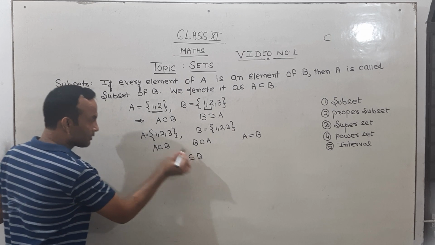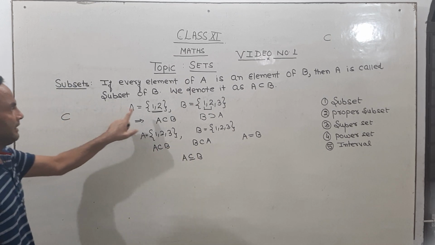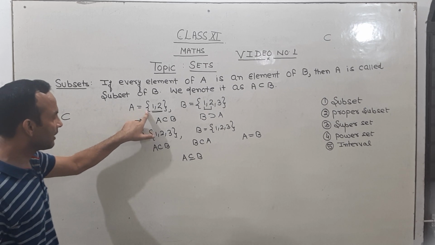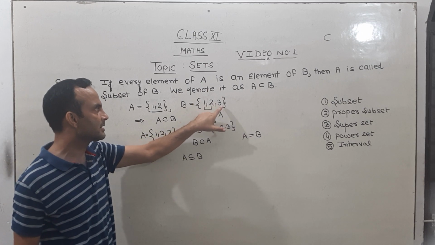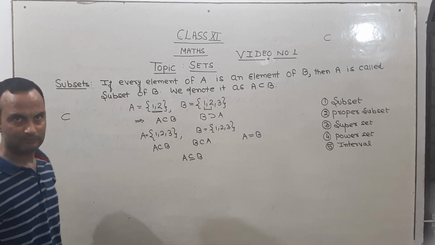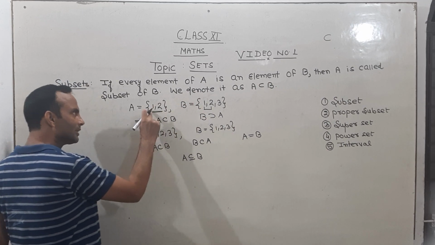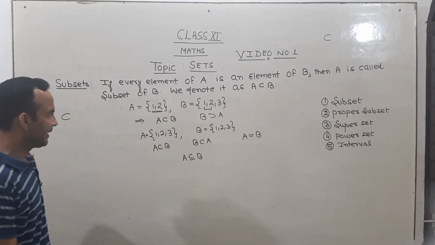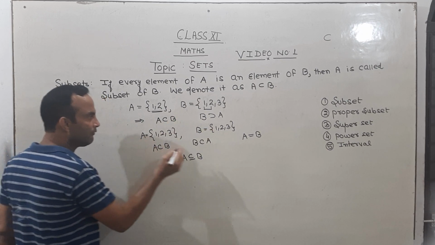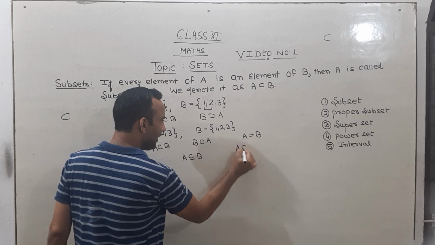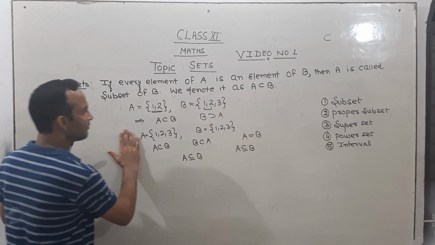The symbol of subset is this one. Here you can see set A contains elements 1, 2 and set B contains elements 1, 2, 3. So A is a subset of B, but B is not a subset of A. But where A is a subset of B and B is a subset of A, then we have to write it in this way: A equals B.